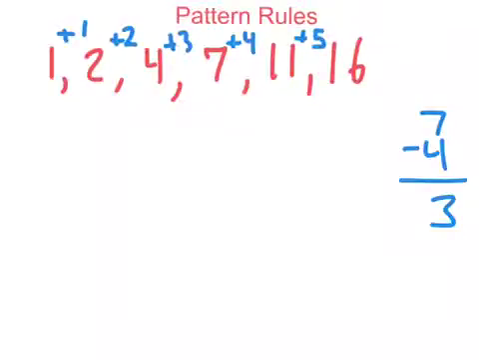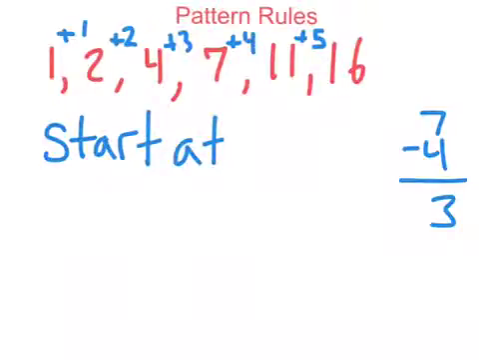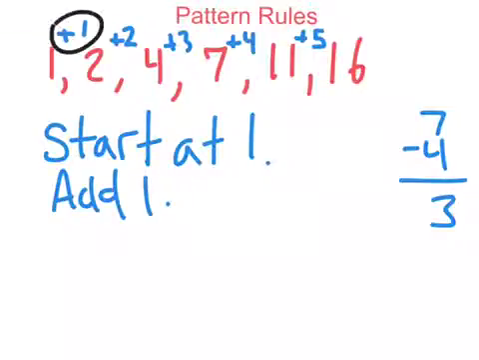Okay, take a look at those numbers. We start by adding 1. Then we add 2. Then we add 3. Then we add 4. Then we add 5. Do you see a pattern there? This is how we'd write that special pattern rule. We always begin by telling you where to start. So what number did we start at? We started at 1. Then what did we do? Well, what we did was we then added 1. So start at 1 and add 1, just like that.